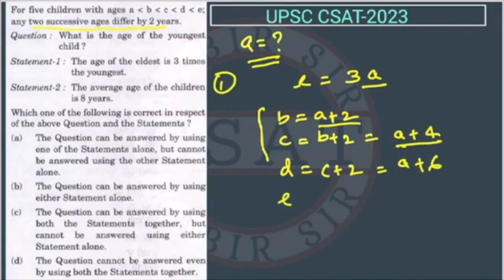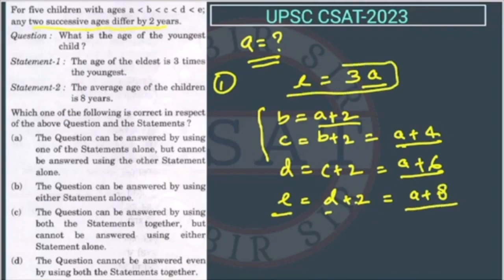Now E will be D plus 2. So value of D we know, so this will be A plus 6 plus 2, 8. So we know E is A plus 8. So this information is given. Now the first statement is saying that E is thrice of A. Now put this thing in here. So this will be 3A is equal to A plus 8. So 3A minus A, this will be 2A is equal to 8. So A will be 4.